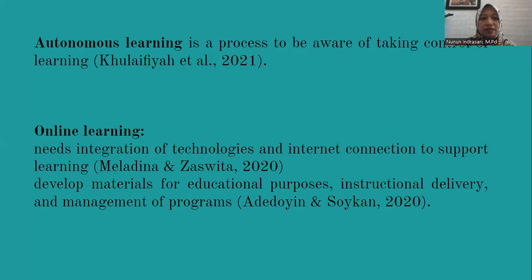So this research focused on autonomous learning, in which, according to Hulaifiah et al. in 2021, autonomous learning is a process of being aware of taking control of learning. So it means that the students should take control of their learning, look up their materials without being assisted by the teacher all the time.